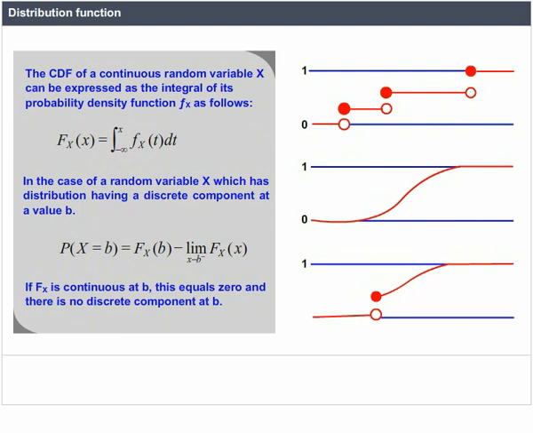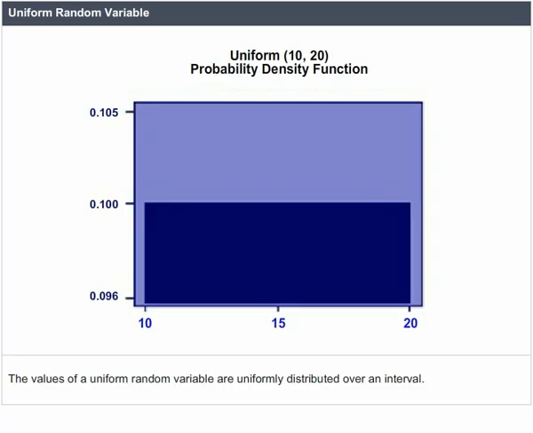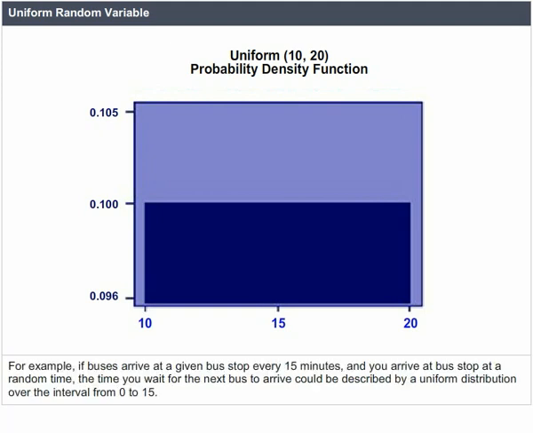Uniform random variable. The values of a uniform random variable are uniformly distributed over an interval. For example, if buses arrive at a given bus stop every 15 minutes and you arrive at the bus stop at a random time, the time you wait for the next bus to arrive could be described by a uniform distribution over the interval from 0 to 15.